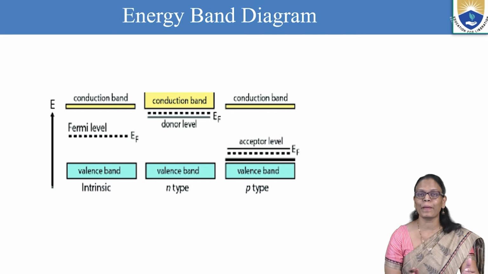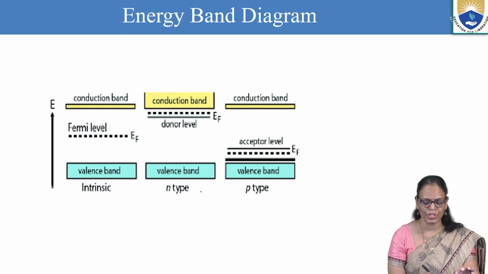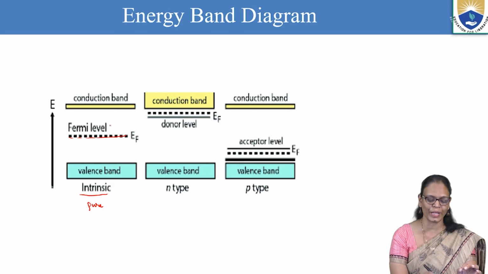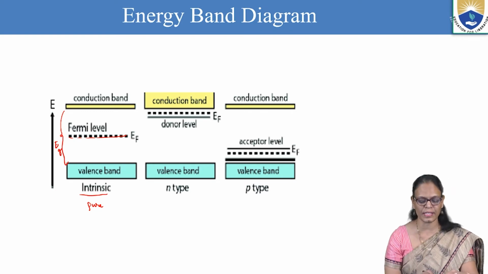So let us compare how the Fermi level is in intrinsic, N type and P type. Intrinsic is a pure semiconductor. What we have seen in a pure semiconductor, this is the valence band, this is the conduction band, and the Fermi level lies exactly in between the energy gap. This is the energy gap Eg. The Fermi level lies exactly in the middle of the energy gap.